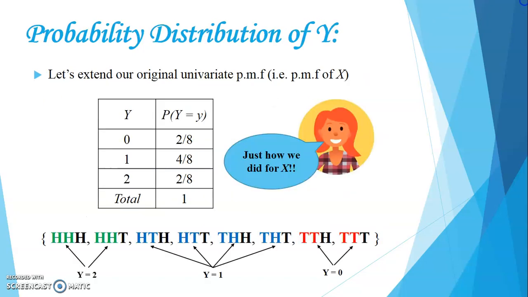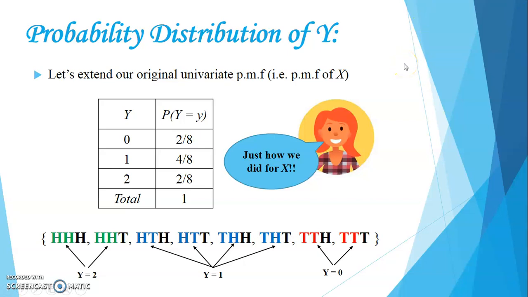Alright, so now like we did for x, I have tabulated the probability mass function for y. Again you have the sample space ready for reference with you. So y equal to 0, this case is observed twice. So the probability is 2 by 8. Y equal to 1 is observed 4 times. So the probability is 4 by 8. And for y equal to 2, again you have the probability as 2 by 8. So this is the probability distribution of y.